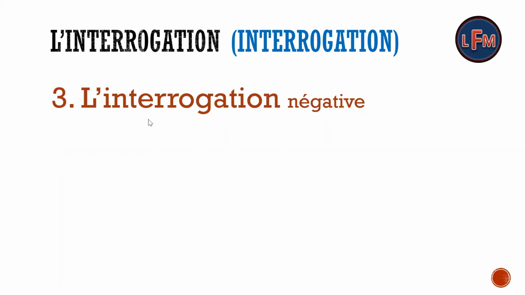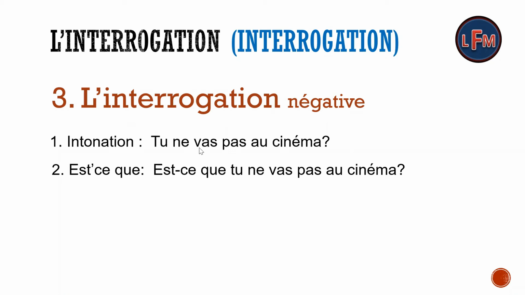Now let's see how to form the negative interrogation. L'interrogation négative. Like we know that to make negative sentences, we add ne before the verb and pas after the verb. And with these two forms also, we do the same thing. We add ne and pas before and after the verb.